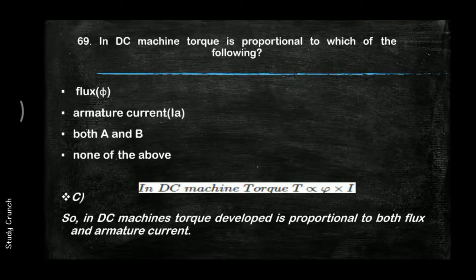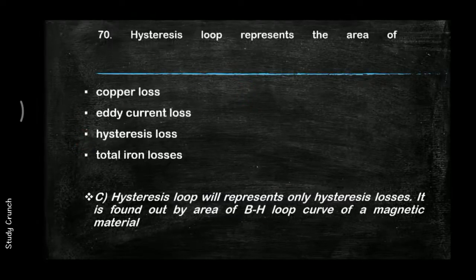Next, in DC machine, torque is proportional to which of the following? So the answer is it is proportional to flux as well as armature current. Next, hysteresis loop represents the area of. So the answer is it represents the hysteresis loss. That is C.